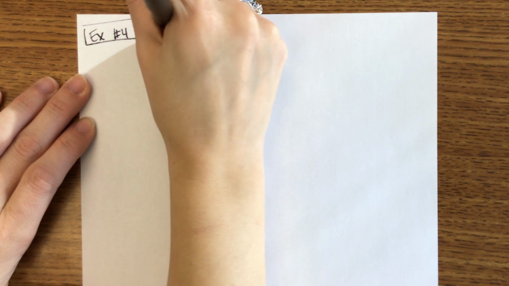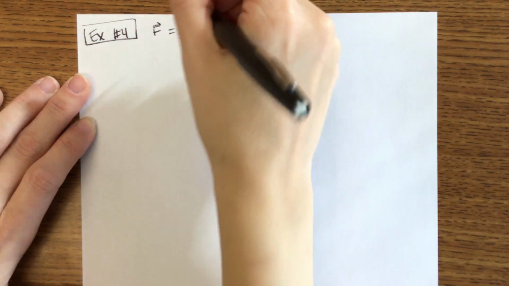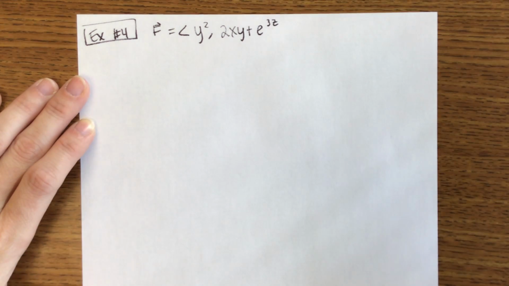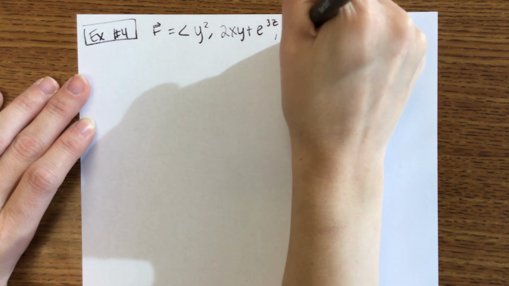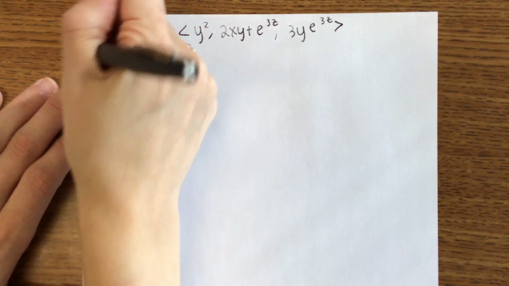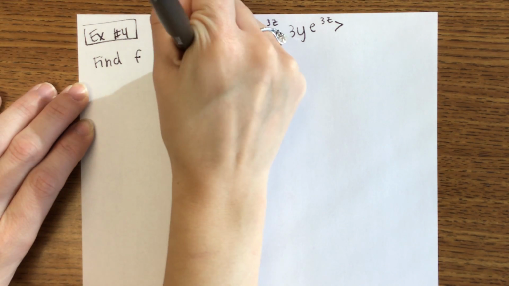We have one more example to do, finding a potential function. And that's when you have three variables, not just two. Same general process, but I want to make sure we go through one together. Big F is going to be y squared, comma, 2xy plus e to the 3z, comma, 3y e to the 3z. I want us to find little f, the potential function.